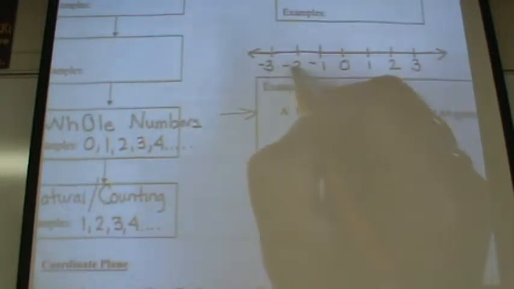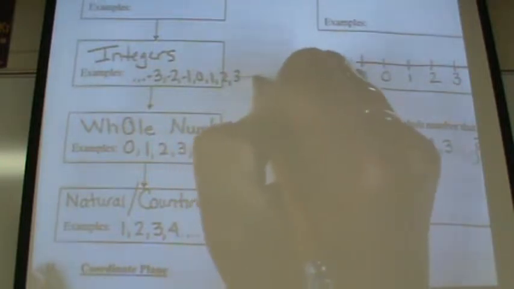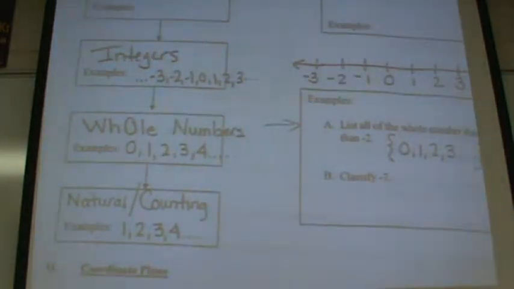Does anyone know what these numbers are called? They are integers. So dot, dot, dot, -3, -2, -1, 0, 1, 2, 3, dot, dot, dot. Those are the integers. Okay, next.